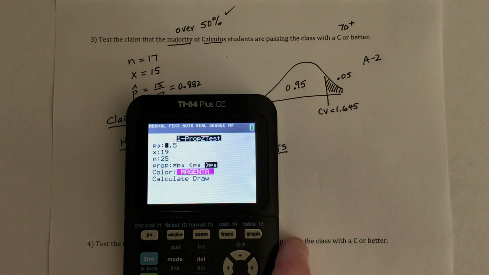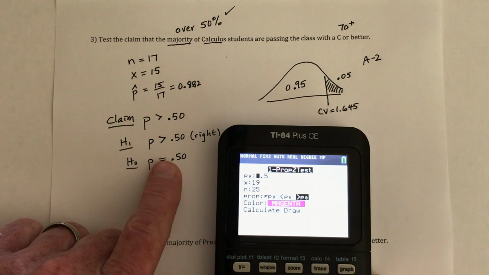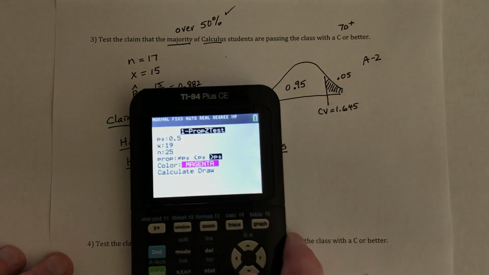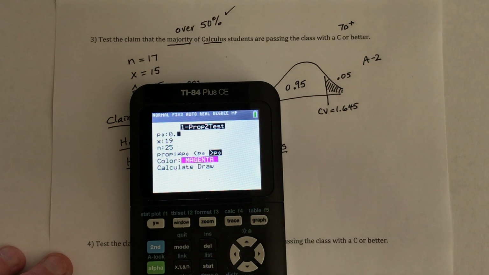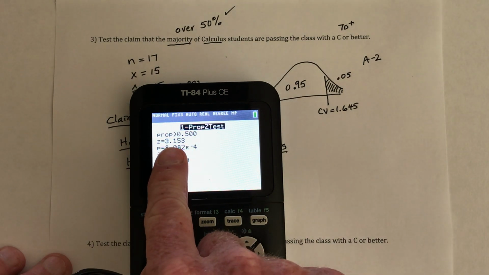So first of all, look at h sub o and whatever that number says. So that's a 0.50, so 0.50. And then x, how many successes? There's 15 people that have a C or better. And then that was a total of n equals 17 people. And then it's supposed to be a right tail, so it goes like that. And the magenta does not matter. Then go to calculate.